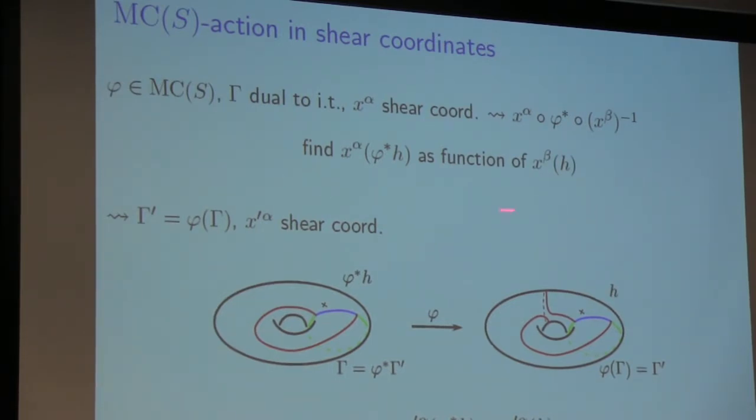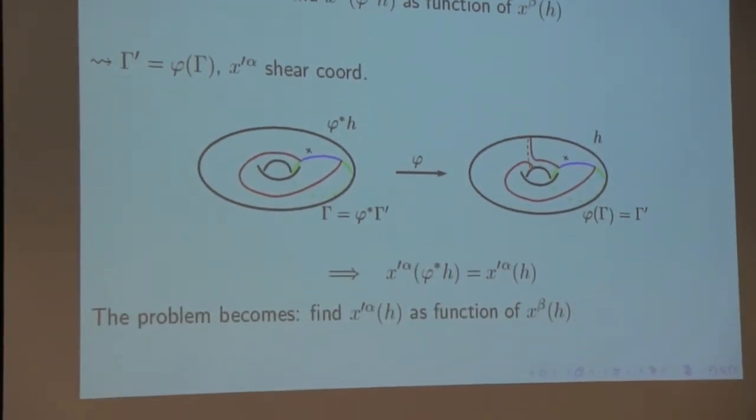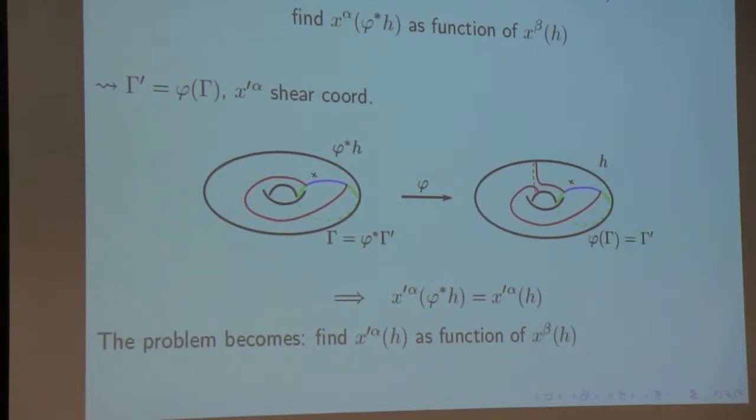So to simplify this problem, we can actually look at another graph and solve a similar problem by looking at another graph. So you look at the image of the graph under the mapping class group action. So we just look at the image of this guy. So this defines another embedding of the same combinatorial graph on the surface. And of course, the coordinates defined by this new graph should not be the same as the coordinates defined by the previous graph, right? For the same hyperbolic metric.